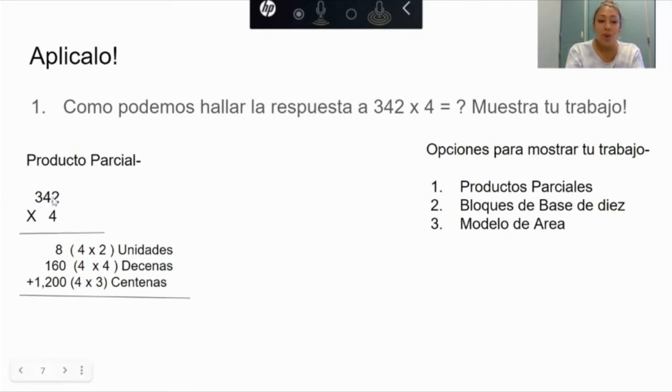Estoy multiplicando 4 por 4, pero yo sé que 4 por 4 actualmente quiere decir multiplicar 4 por 40. Y escribo mi producto abajo de 8, 160. Finalmente voy a multiplicar mi 4 por mis centenas, que aquí serían 300. Aquí lo tengo escrito 4 por 3. Pero yo sé que eso me quiere decir que estoy multiplicando 4 por 300, que me da 1200. Lo escribo debajo de mi otra respuesta, 160.